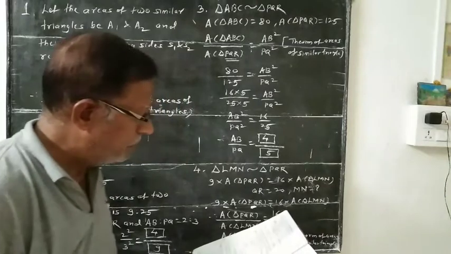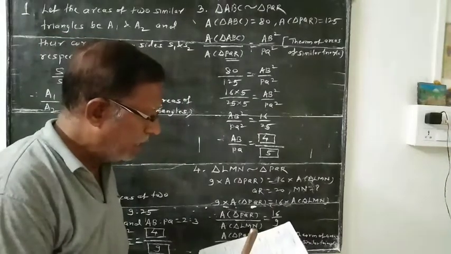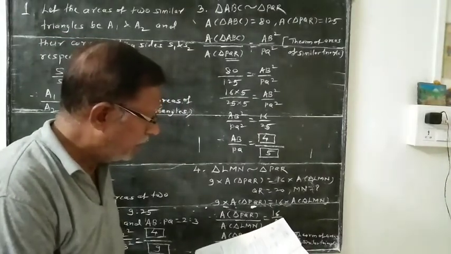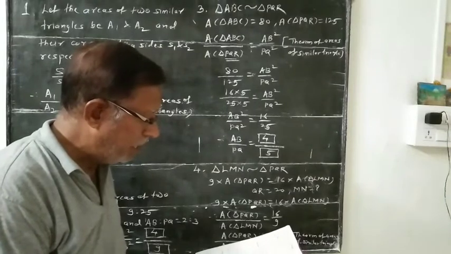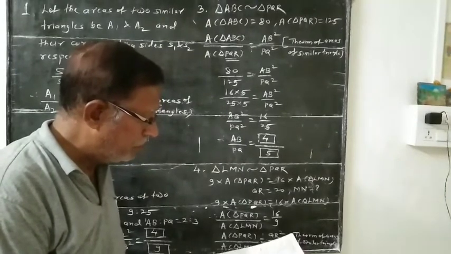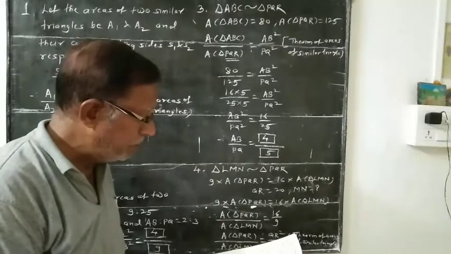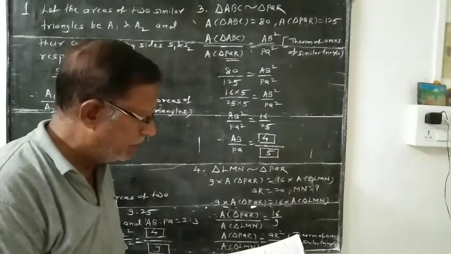Then it represents trapezium ABCD, side AB parallel to side CD. Diagonal AC and diagonal BD intersect each other at point P. Then prove that area of triangle ABP upon area of triangle CPD is equal to AB square upon CD square. In trapezium ABCD, side AB is parallel to side CD.